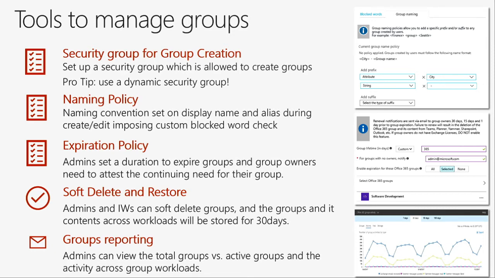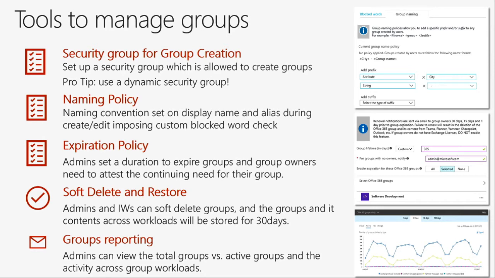But what happens if a group is accidentally deleted by someone or it's expired? Then you set up the next policy, which is a soft delete and restore capability. Soft delete and restore means that if the group was accidentally deleted, you can restore it within 30 days after that deletion. And there's also the possibility to hard delete a group if there's any need to do that.